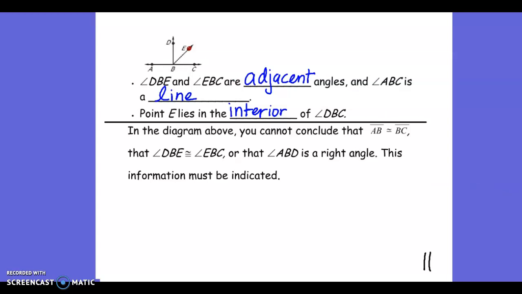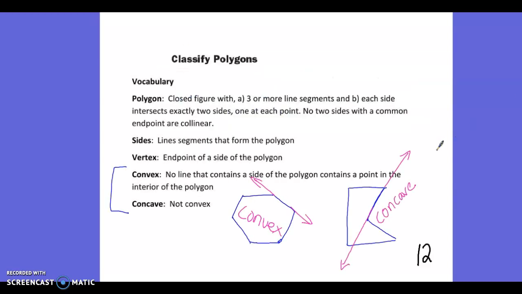We can't assume that the measure of these two angles here are the same, even though they look the same. We can't assume that they're right angles. We have to be told that the lines are perpendicular. That would tell us that we've got a right angle. Or sometimes they just say the measure of this angle is 90 degrees, and then you know it's 90 degrees.